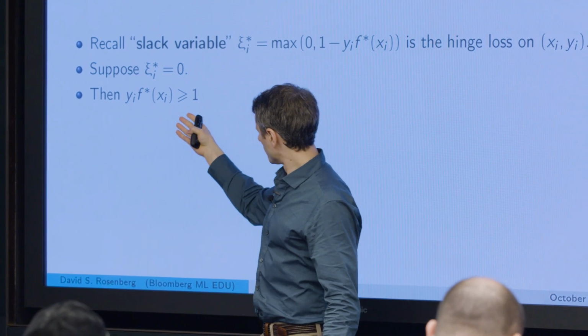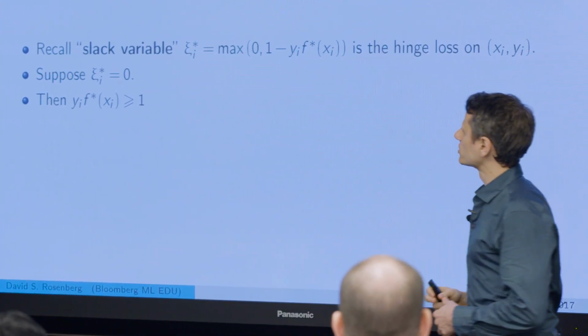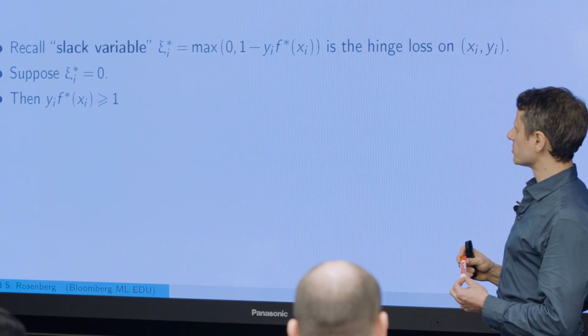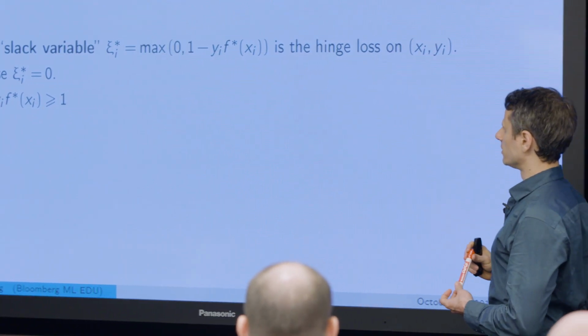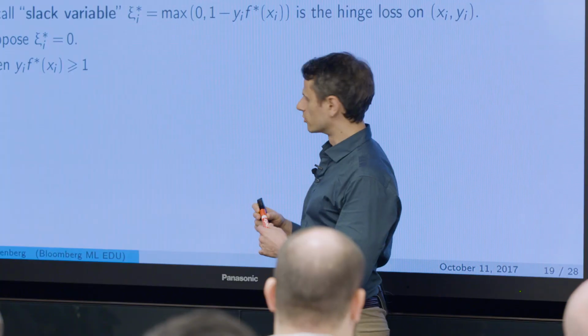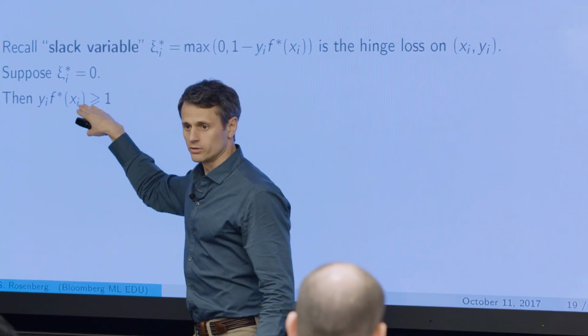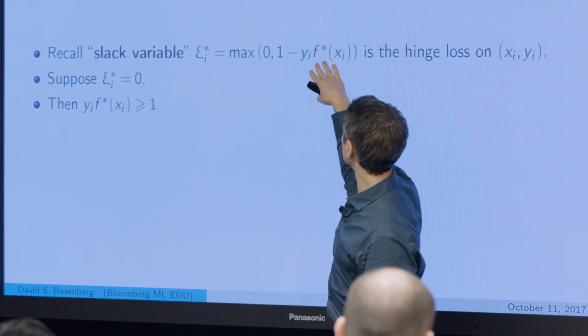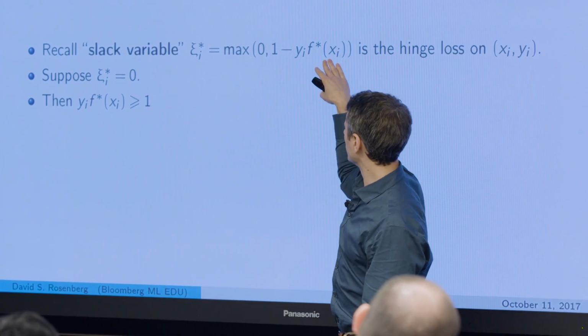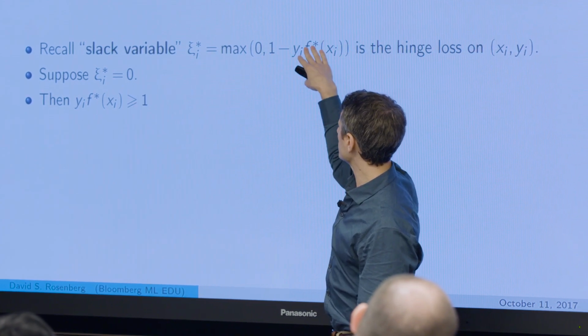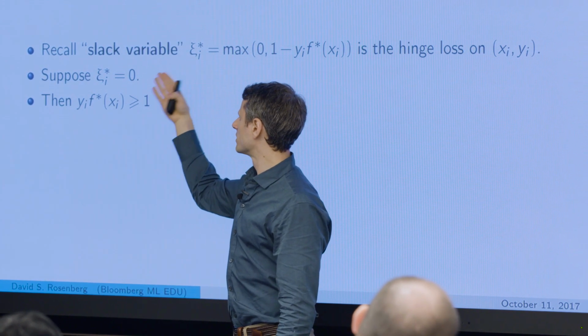Great. So the claim here is if the slack is 0 for the ith example, then the margin is greater than or equal to 1. Do we see why that's the case? Because otherwise the maximum would be the second term, and therefore psi would not be equal to 0. If the margin were less than 1, then 1 minus y_i f star of x_i would be greater than 0, and so the maximum would be greater than 0, which it cannot be because psi star is 0.